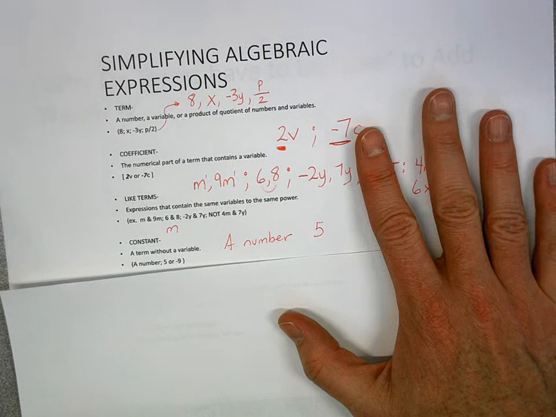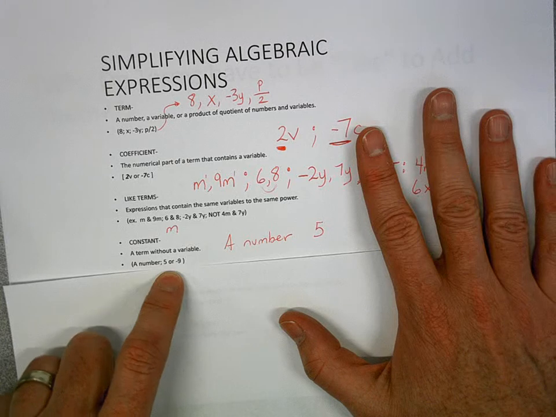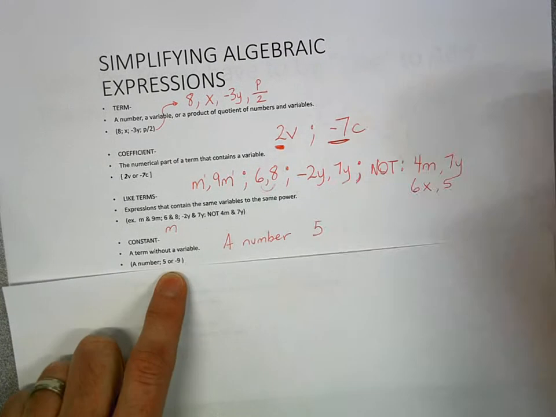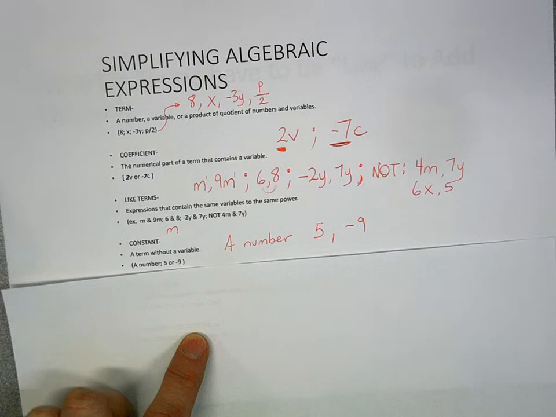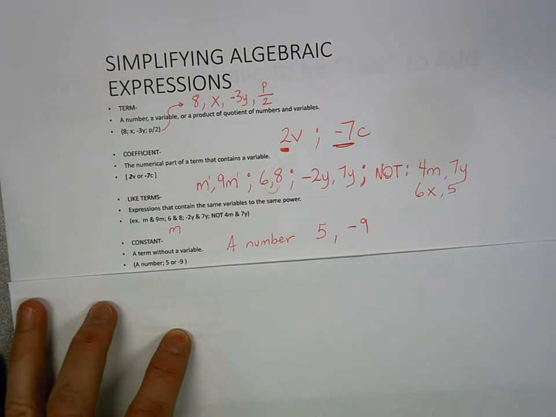Doesn't matter. It doesn't change. It's always that much. That's the value always. So that's why they call a 5 a constant. Something else that's a constant is even negative numbers, so integers, -9. That would be a constant.